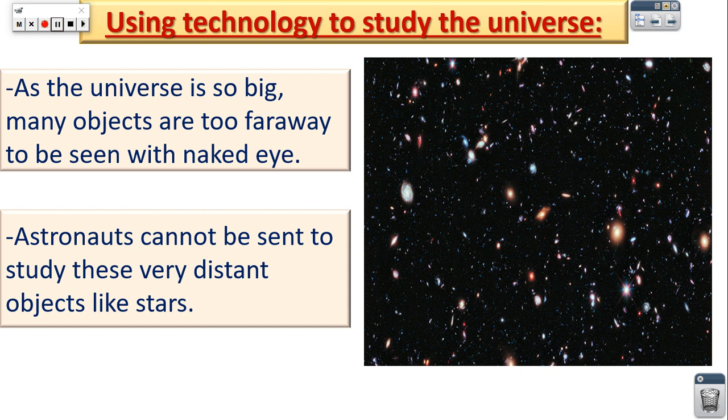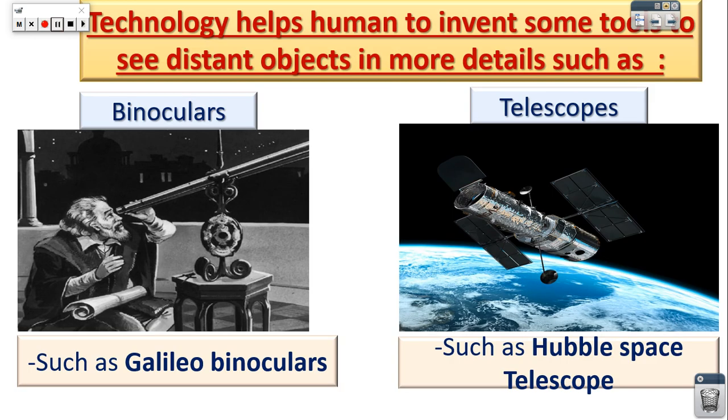Okay, using technology to study the universe. The universe is so big and we cannot see it with our naked eyes from the Earth. So we use some technological tools to help us study the universe and see the far stars and galaxies from us. Some of these tools are binoculars and telescopes. The first binocular was made by a scientist called Galileo, and we named it Galileo binoculars. And also the telescope, and the biggest telescope that we have is the Hubble telescope. So the technological tools that help us to study space are Galileo binoculars and the Hubble telescope.